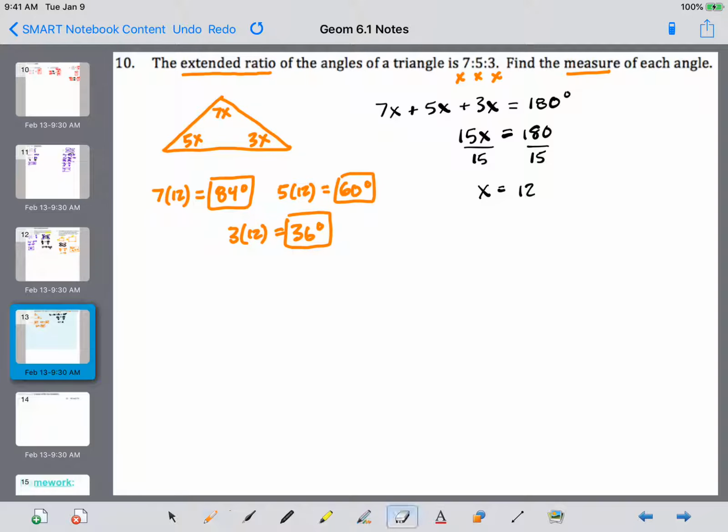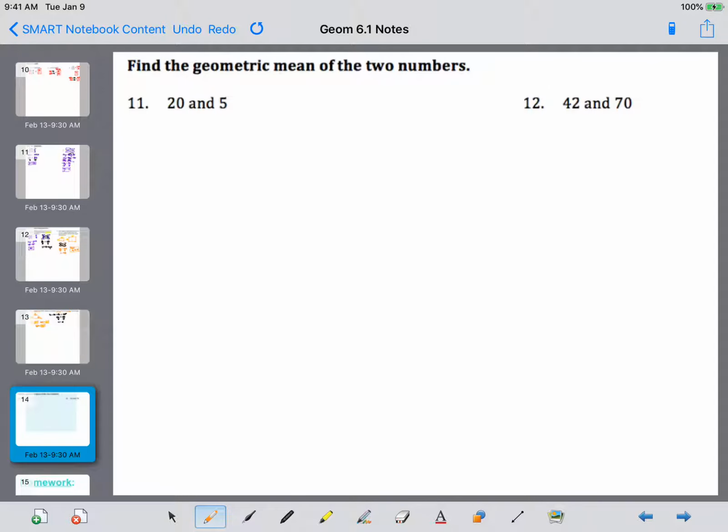And if you notice, 84 plus 36 is 120, plus 60 is 180 degrees. So it's always good to just make a double check that those angles really do add up to 180, and they do. Okay, so the last part's probably the trickiest because I don't think you've probably seen a geometric mean in your math classes before.